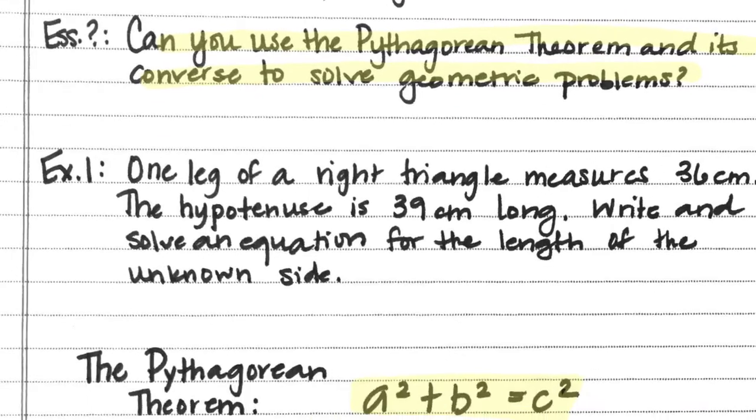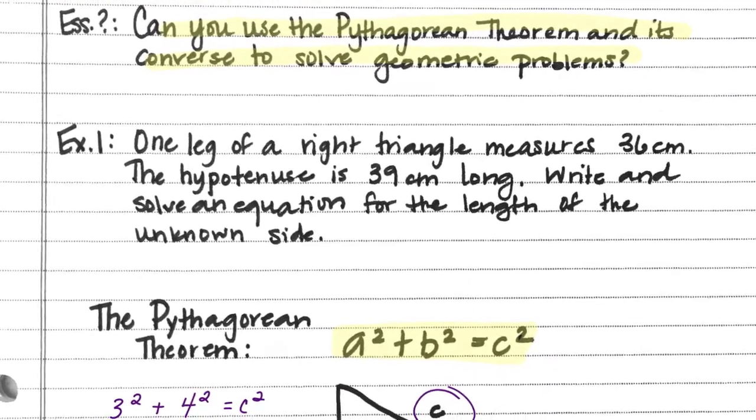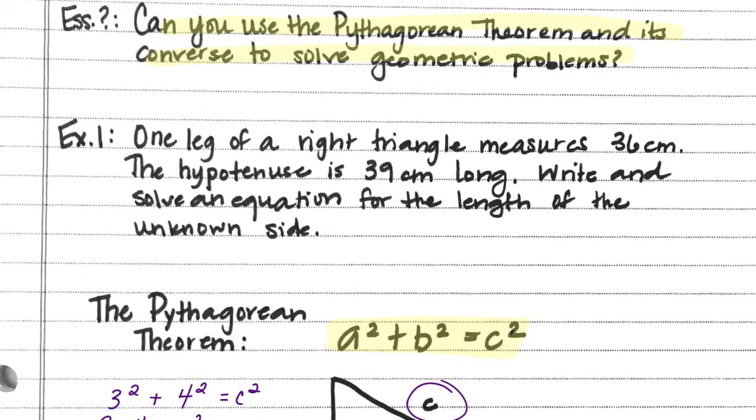All right, let's go ahead and look at example 1. So notice they're talking about a right triangle. So the very, very first thing I always tell you to do is to draw it. But let's read it first. Example 1 says, one leg of a right triangle measures 36 centimeters. Well, I'm going to draw my right triangle. And it says one leg is 36 centimeters and the hypotenuse is 39 centimeters. Write and solve an equation for the length of the unknown side.